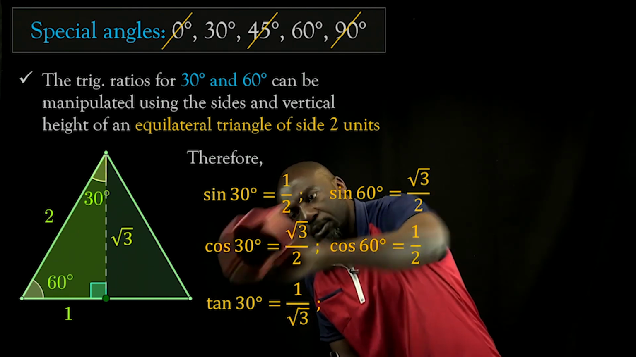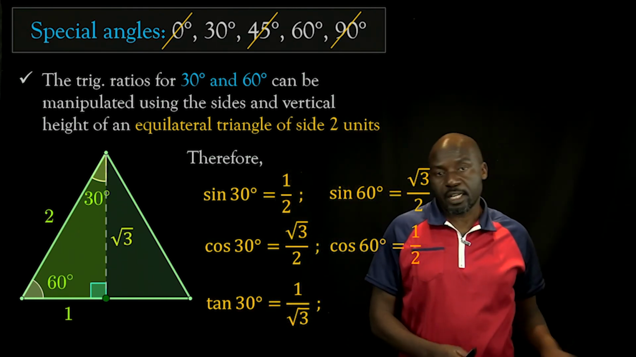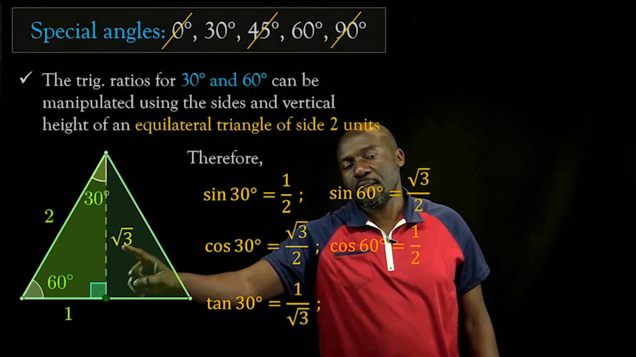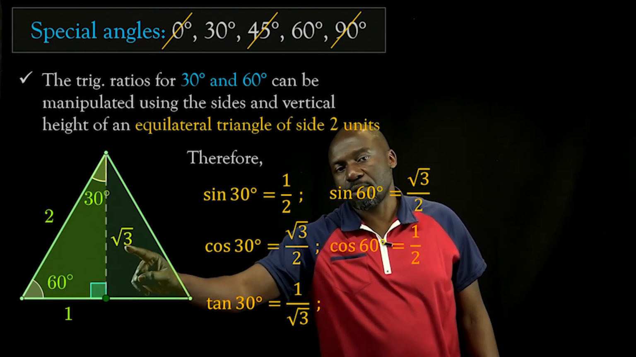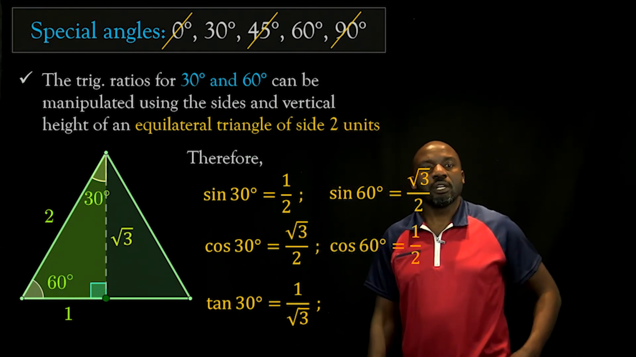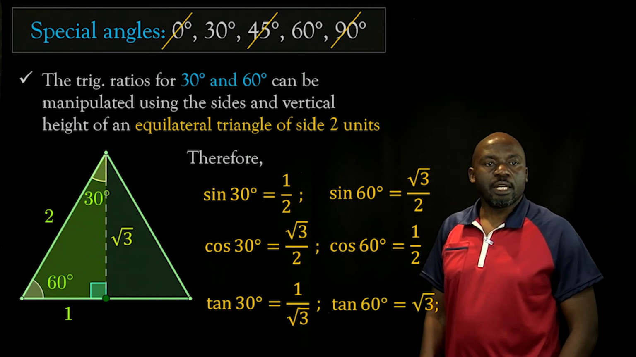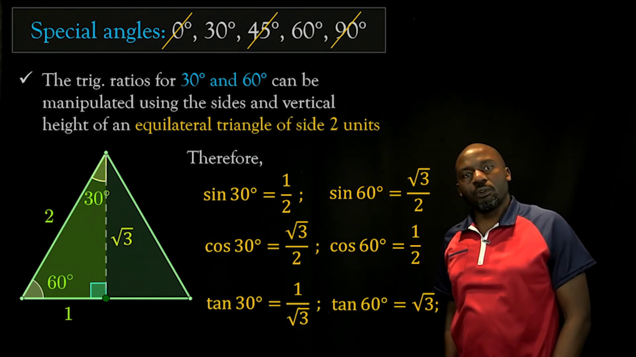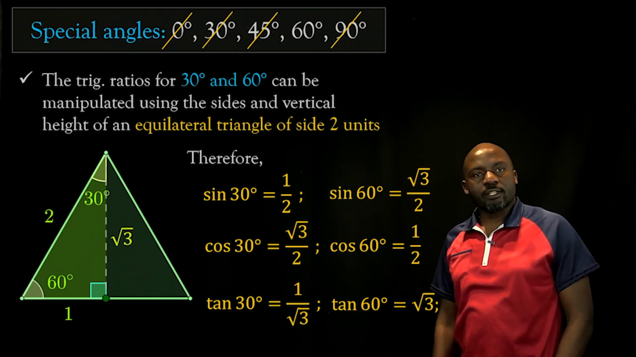What about the tangent of 60 degrees? Well, the tangent of 60 degrees is the opposite to 60 over the adjacent to 60. So that is root 3 over 1, which is just the square root of 3. So tangent of 60 then is simply the square root of 3. Okay? That concludes 30 as well as 60 degrees.